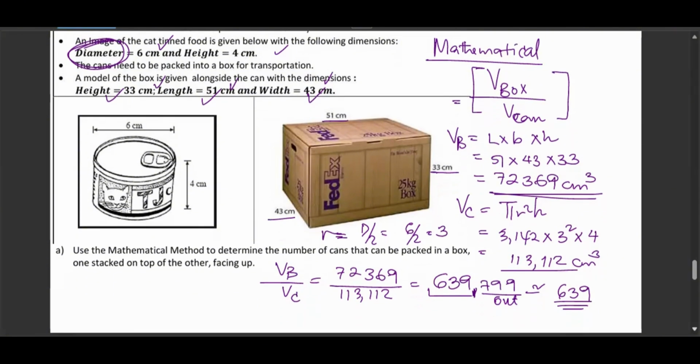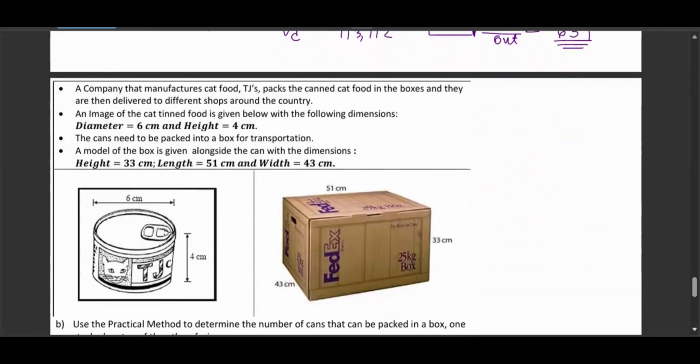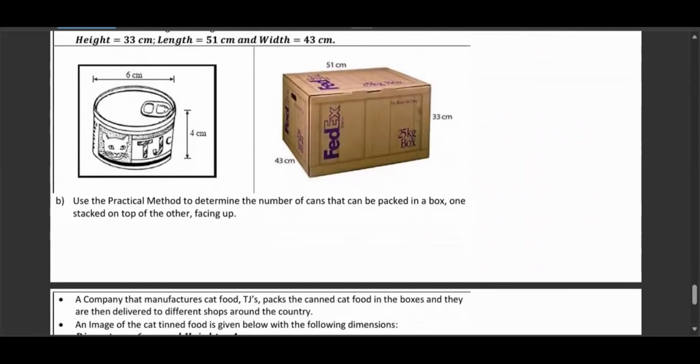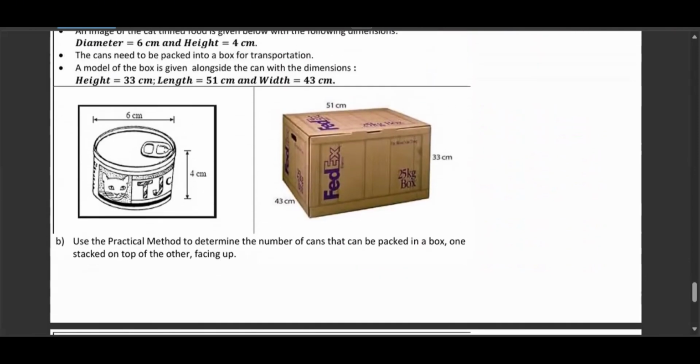All right. In the same scenario, now we are using the practical method. Look at this question. Use the practical method to determine the number of cans that can be packed in a box, one stack on top of the other, facing up. That means there's one can down, then another one will come in, depending on the layers, stacked on top of each other. So we need to find the layers.